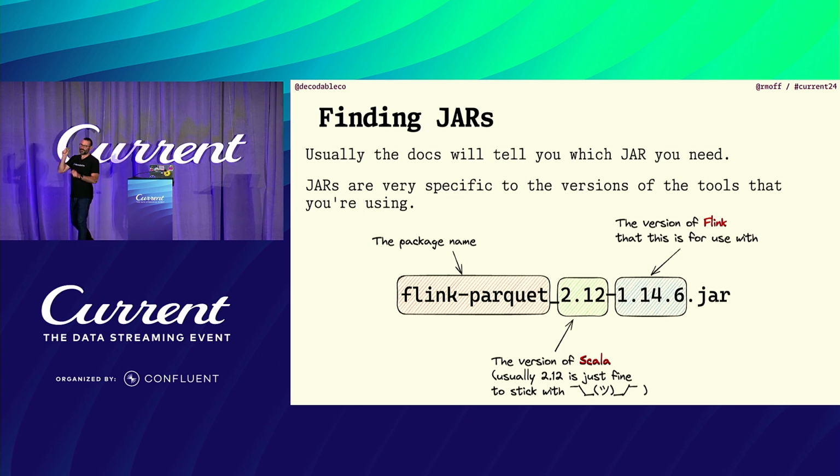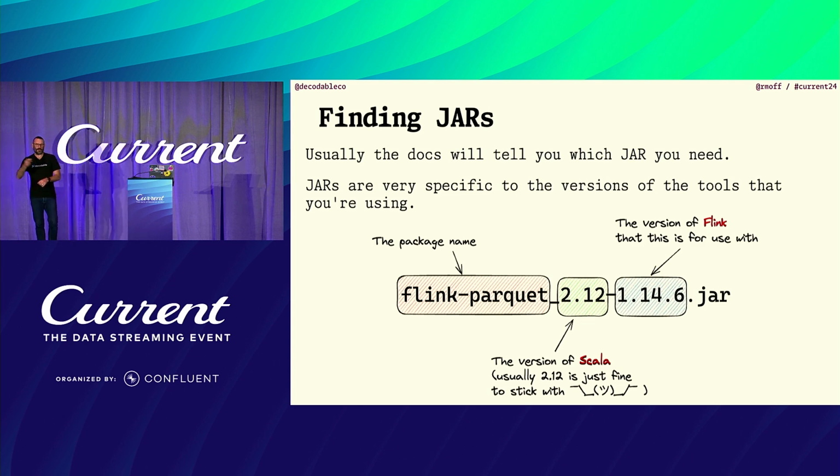The jar file has a name, and it's based on the package name, so in this case Flink Parquet. Then it's got the version of Scala which it was compiled with. This bit, handwave, 2.12 always seems to work for me. The next bit is super important. This is the version of Flink for which that jar file is intended. This is obviously quite an old one; 1.14 is relatively old for Flink. But you need to make sure that version matches up with the version of Flink that you're running.